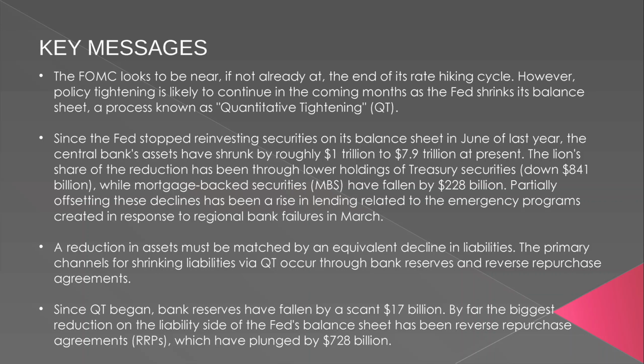Accounting-wise, a reduction in assets must be matched by an equivalent decline in liabilities. The primary channels for shrinking liabilities through QT have been reduced bank reserves and reverse repurchase agreements. What has occurred is that bank reserves have fallen by a scant $17 billion. By far the biggest reduction on the liability side of the Fed's balance sheet has been in the reverse repurchase agreements, RRPs, which have plunged by approximately $728 billion.